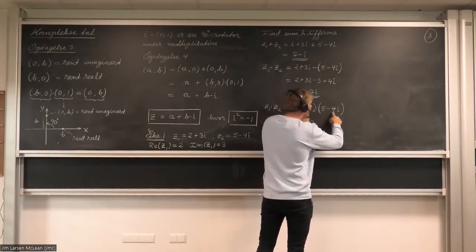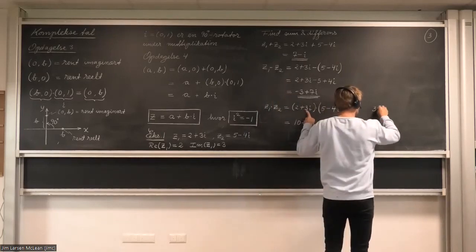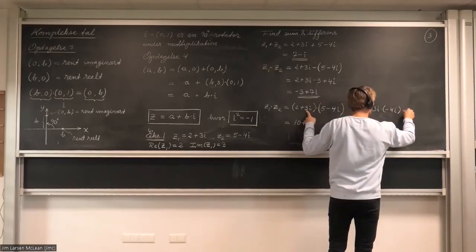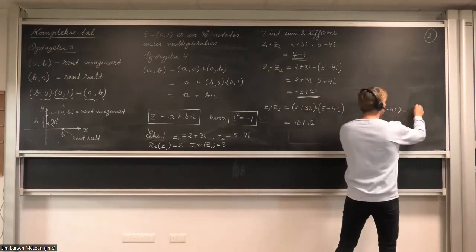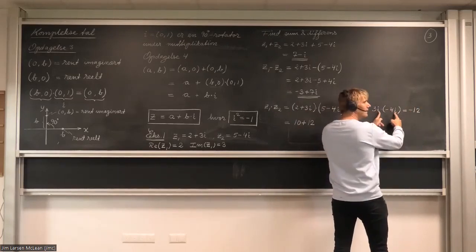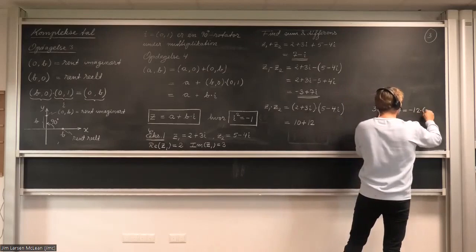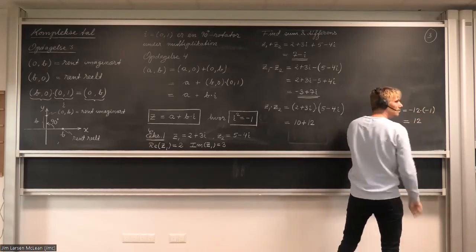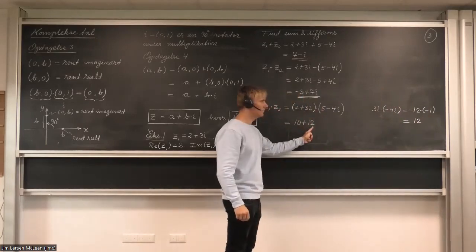3i times minus 4i. If I just write it out, 3i times minus 4i, what does it give? Well, I start by taking the 3 times 4, that's 12. There's also a minus. Let me write this down. i times i, that's i squared. But i squared is negative 1, so I need to multiply by negative 1. Minus times minus gives plus, so that gives 12. That's why I wrote plus 12.